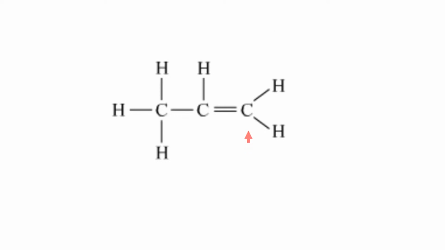Carbon number 1 has 2 hydrogens. Carbon number 2 has 1 hydrogen. According to Markownikoff's rule, the hydrogen from the hydrogen halide will add to the carbon having the higher number of hydrogens. So between carbon number 1 and carbon number 2, carbon number 1 is favored. This leads to the formation of the favored product in this reaction, 2-bromopropane.